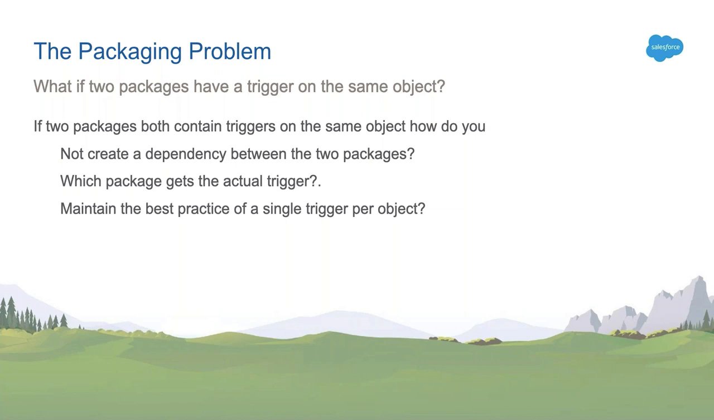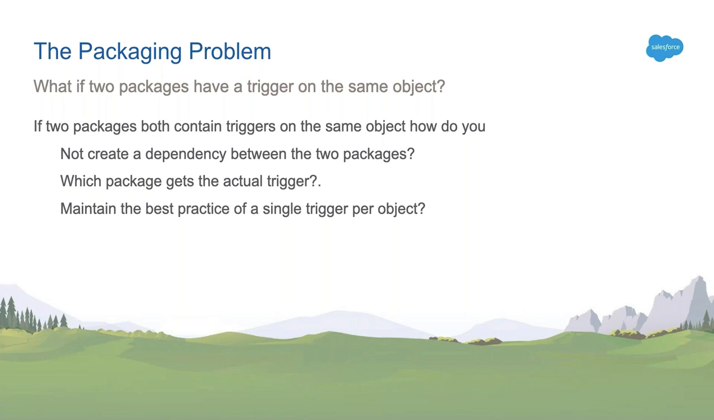We got a few hands. Are you also moving to packaging? So there's a Venn diagram of people who are moving to packaging and people who are having this problem. Strong indication we're on the money of what to talk about.